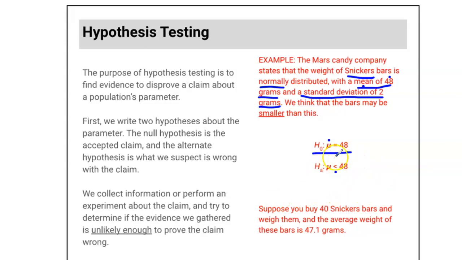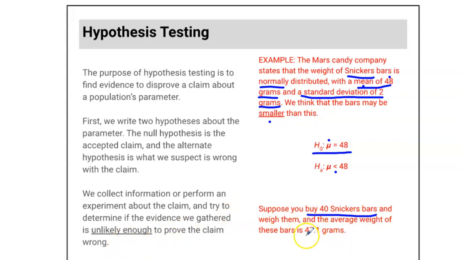Why are we using smaller than? Because we think that bars may be smaller than this, right? That less than or smaller than symbol indicates our belief. Then we're supposed to collect information or perform an experiment. Here, we collected information by buying 40 Snickers bars, and I guess having the time of our lives, just chomping away at these Snickers bars. Trying to determine if the evidence is unlikely enough to prove the claim is wrong.